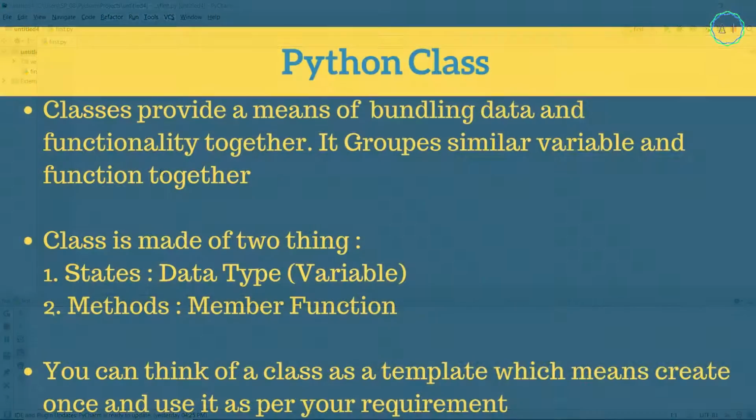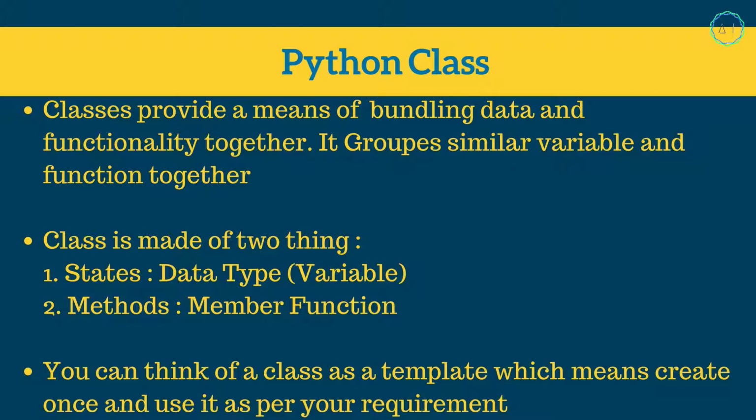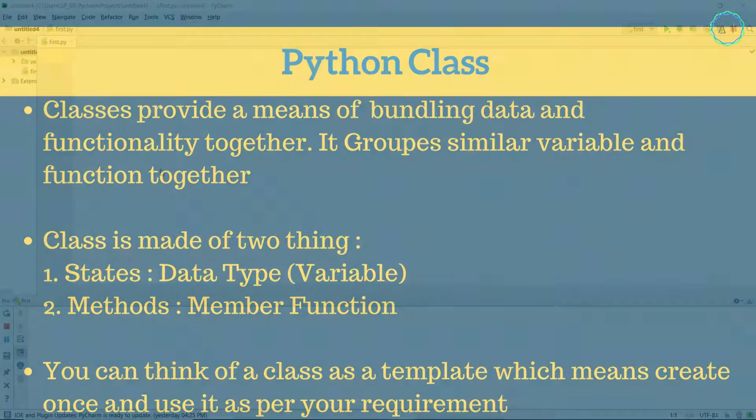First of all, what is a class? Well, a class provides a means of bundling your data and function together. It groups similar variables and similar types of variables and functions together. A class is made of two things. The first one is type and methods. I will show you what those are when I show you the example.